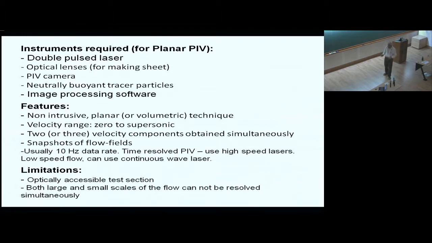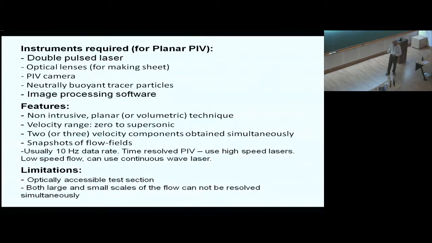And more recently, you get these time-resolved PIVs where you need to use high-speed lasers where the pulsing rate is much higher. But these are, of course, extremely expensive, and they frequently break down. And for low-speed flows, you don't really need a pulse laser because the speed is low enough. Then you can use a continuous wave laser and a high-speed camera.